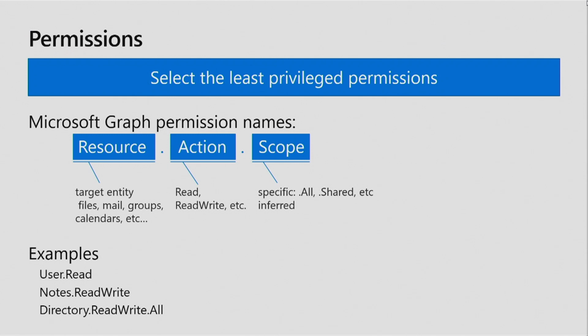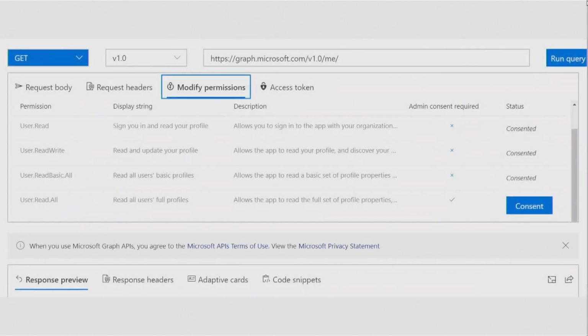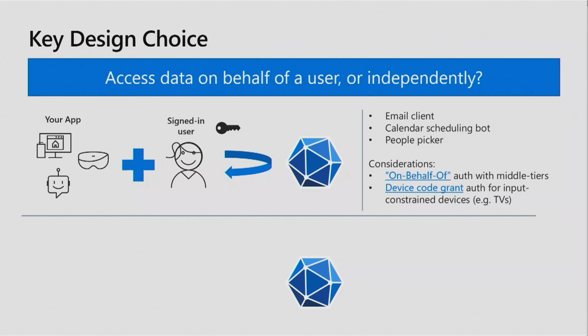Now, as we mentioned before, if you want to select the least privileged permissions for your application, you can go to Graph Explorer, and on every single request that you make, there is this Modify permissions tab that will show you, in order of least privileged permissions, the permissions that are required to access that particular API. It is very important that you always select the minimum set of permissions that your app requires to be successful.